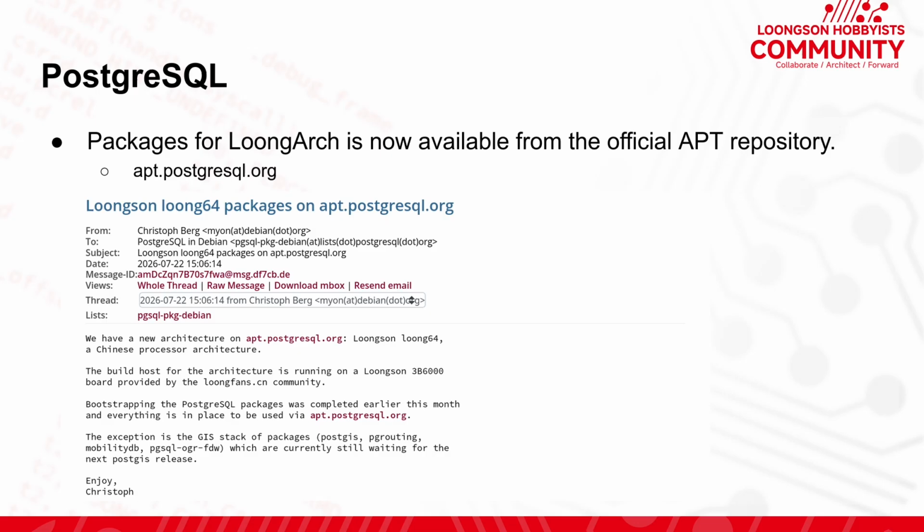And for Postgres, we have had some good news earlier today. The packages for LoongArch are now available from the official APT repository, as I received an email from Christoph Berg. And you may find more information at apt.postgresql.org. So if you have any need to run Debian or any of the Debian derivatives, and would like to install PostgreSQL in different versions as well as the plugins, you might be interested in this.